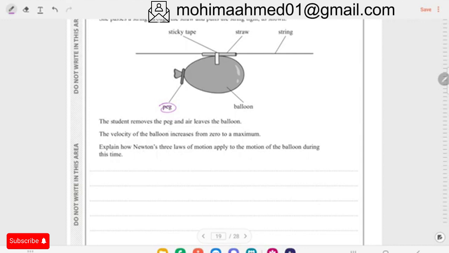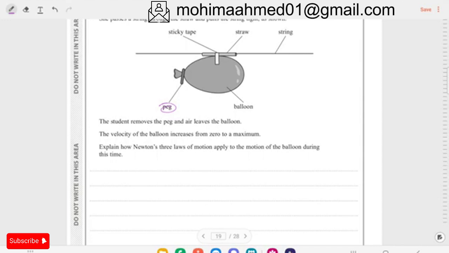Okay, at the very start, as soon as the peg is removed, the balloon is releasing air, right? Which indicates that the balloon exerts a backward force onto the air. Then, according to Newton's third law, the same magnitude of force will be applied to that balloon by the air, but in the opposite direction, right? So that was the case of Newton's third law.